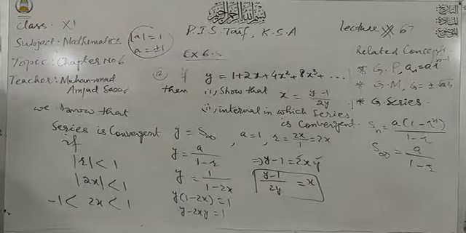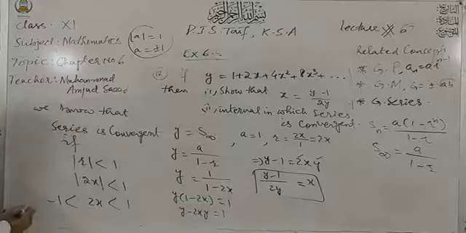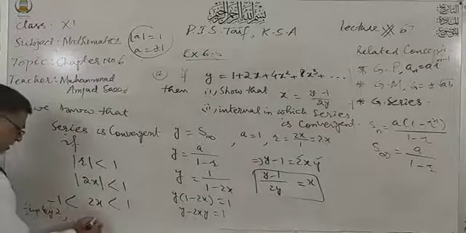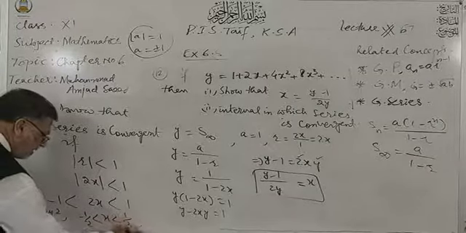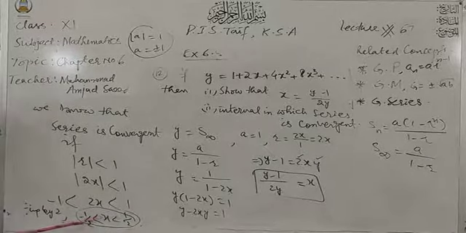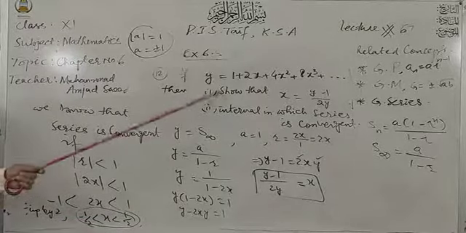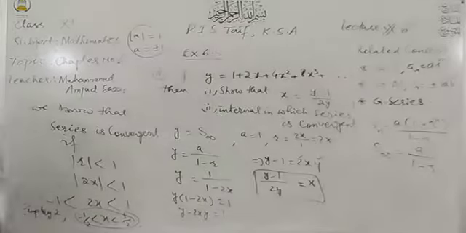So we have to find the interval. Actually, we have to find the value of x. So dividing by 2, we will have x greater than minus 1 by 2 and less than 1 by 2. Dear students, this is the interval in which the series is convergent. I hope that you understood this question.